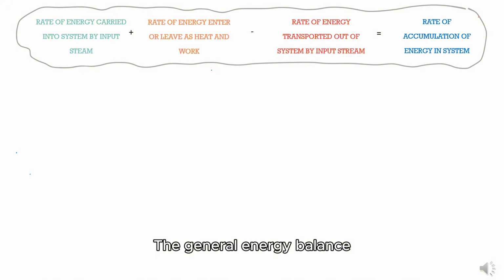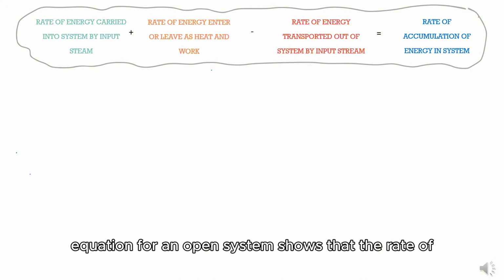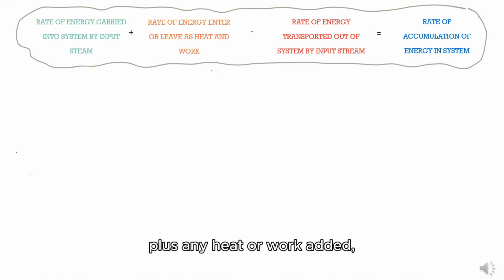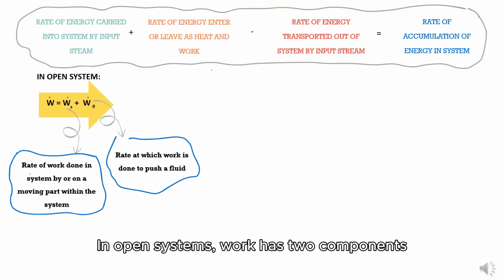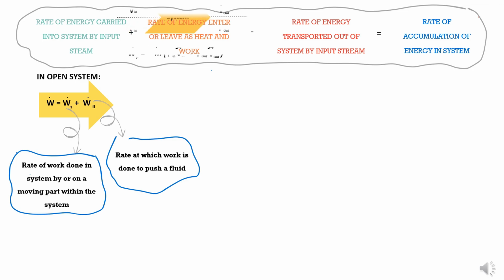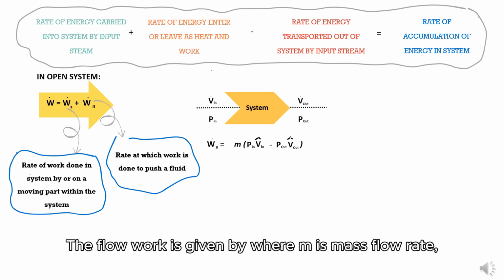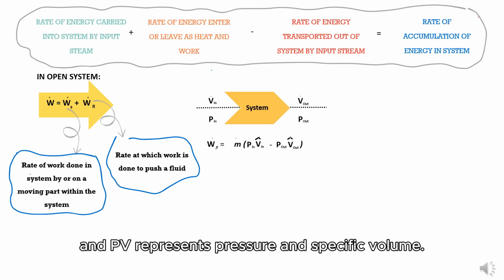The general energy balance equation for an open system shows that the rate of energy entering, plus any heat or work added, minus the energy exiting, equals the rate of energy accumulation. This helps track energy flow over time. In open systems, work has two components, which is shaft work and flow work. The flow work is given by m times PV, where m is mass flow rate and PV represents pressure and specific volume.